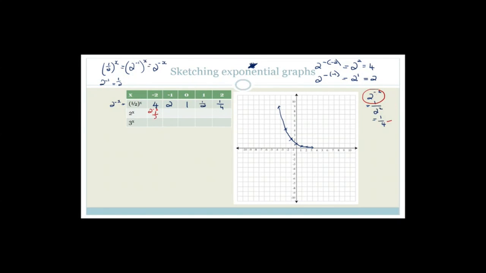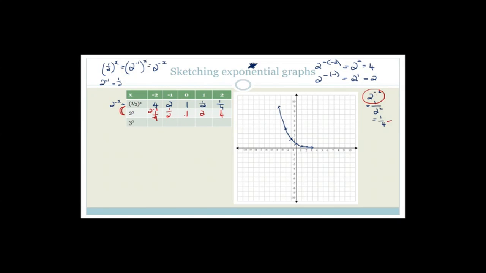So that's a quarter. 2 to the minus 1 is a half. 2 to the naught is 1. 2 to the 1 is 2. And 2 to the 2 is 4. So do you agree that these two are actually mirror images of each other?